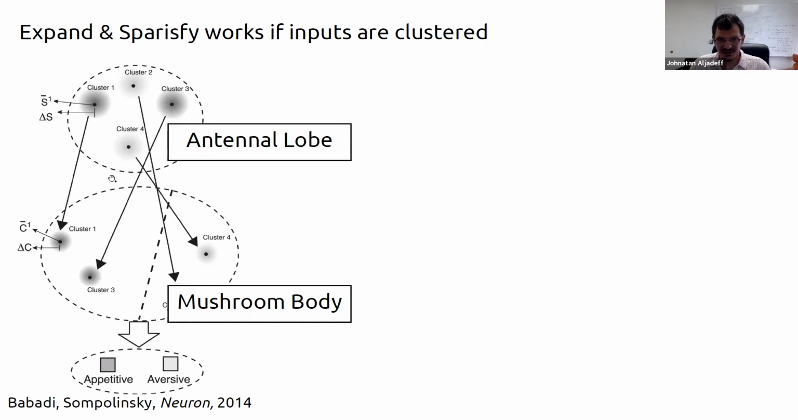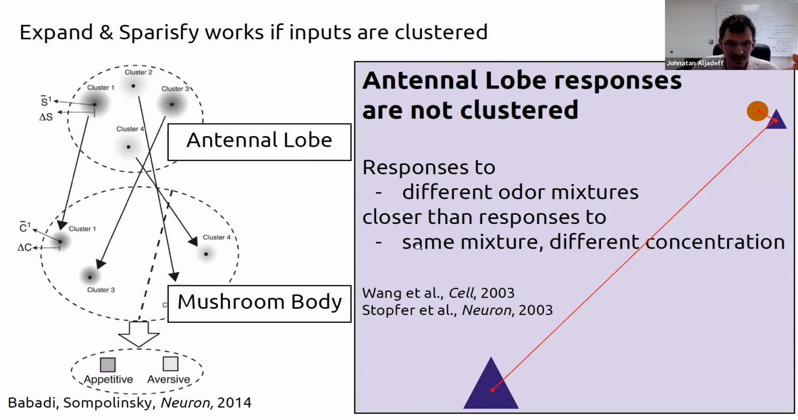A very big assumption in this model is that the inputs have to be clustered for this scheme to work. If the inputs at the level of the antennal lobe are not clustered, then we have a problem. And we indeed do have a problem, because some papers, both in flies and other insects, show that inputs to different odors at the antennal lobe are not clustered. So in these two papers, the conclusion that comes out of them is that responses to the same odor mixture at a different concentration can be much further apart when you look at antennal lobe responses than responses to different odors at the same concentration. This is shown by this cartoon: the big purple triangle is further apart from the small purple triangle than the small purple triangle and the brown circle.